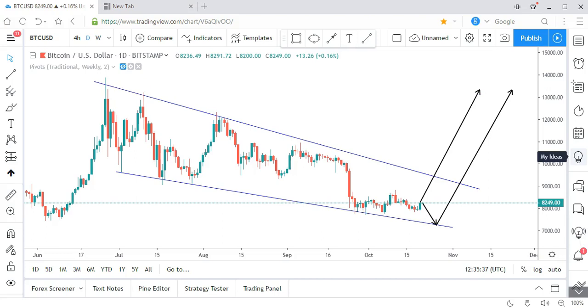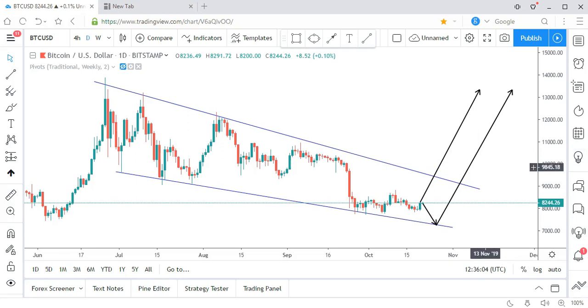So if you see a signal like this, it's either you wait for price to retest the channel support, then you buy, or you wait for price to push up to this point, break out of this channel, retest before you buy. So that is it on this pair.